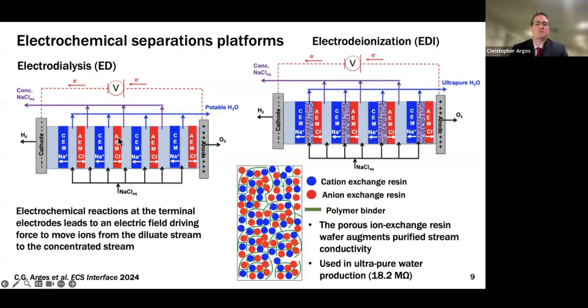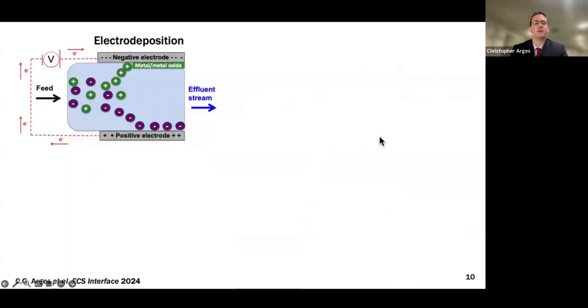The problem is in these purified streams over time, the resistance becomes so large, it's really hard to get ultra pure water. And so what you can do is put ion exchange resin particles within that diluent compartment held together by a polymer binder. We call this ion exchange resin wafer. And this can augment the ionic conductivity within this wafer stream. And then the resistance of the cell is reduced and you can get this ultra pure water.